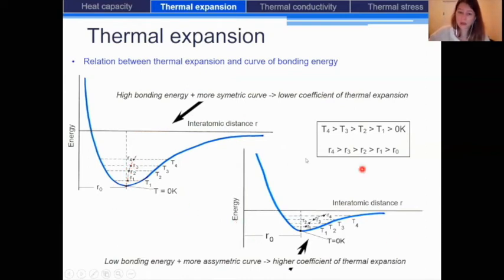Whereas in this case, on the right of the slide, we have a low bonding energy because the energy at the minimum of this curve is relatively low, or at least it is lower, and we have an asymmetric curve, and so we can see that the average position of the atom, the average interatomic distance between the atoms, is changing a lot. So it is increasing a lot. So the coefficient of thermal expansion in that case will be higher for this second material.